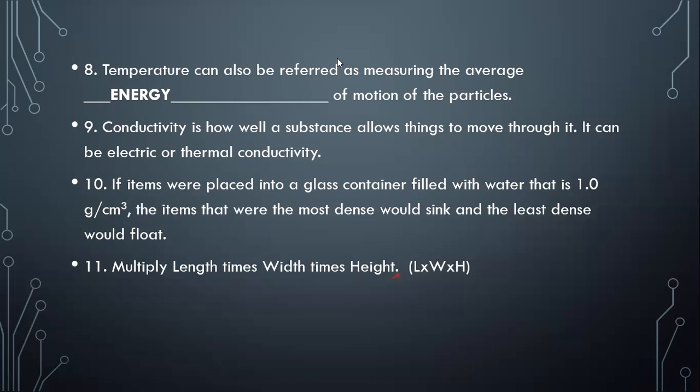You will also have to be able to do math. So you will have to multiply length times width times height to find the volume of a rectangular prism. So you'll have a rectangular prism. You will have to find the volume by multiplying the length times width times height.